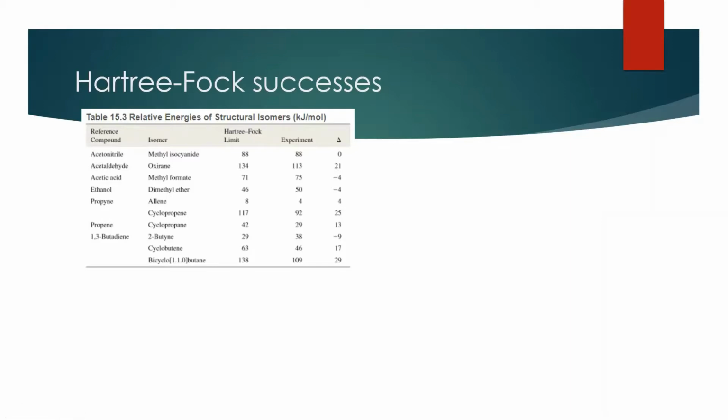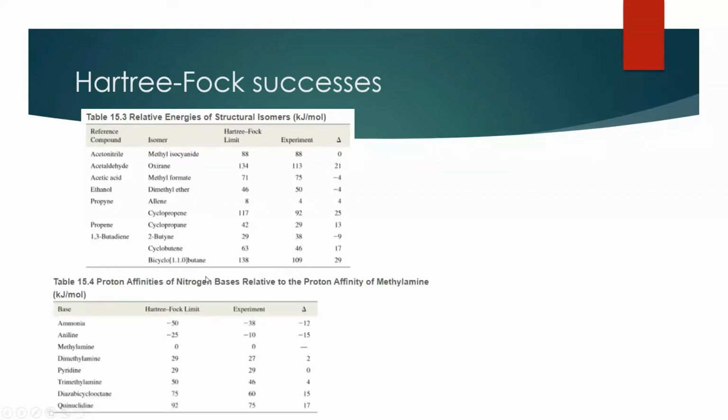Now, why is this so good? Well, in these isomers, the electron correlation is pretty similar in both cases. So ignoring electron correlation for acetonitrile gives you the same effect as ignoring it for methyl isocyanide. So the actual prediction is pretty good, close to the experimental value. Another thing that's even better is comparisons for proton affinity, so the strength of bases for various nitrogen bases.